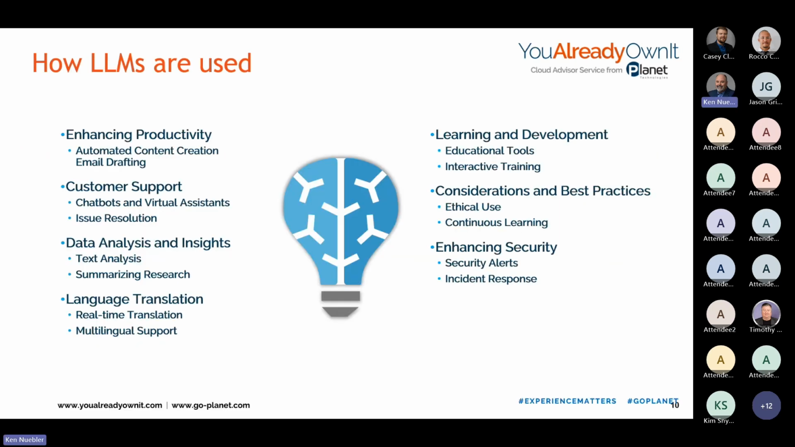Moving on from AI services, now let's talk about the new player on the block, LLMs, or large language models. As I mentioned, we can build use cases that utilize AI services and let them feed directly into LLMs. If we specifically look at LLMs or AI models, they can enhance productivity and innovation across various organizations. They can enhance productivity like automating content creation, email drafting, customer support chatbots, issue resolution, data analysis and insights using text analysis, summarizing research, language translation, learning and development, and the list goes on. You get the picture.